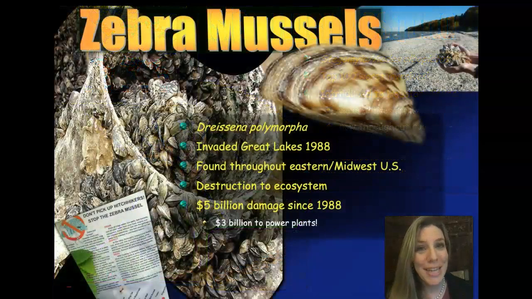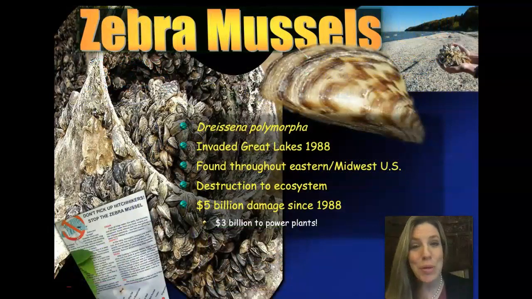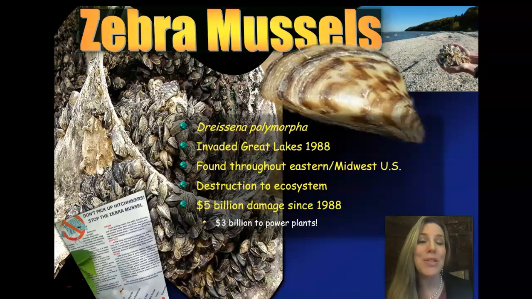So our next example of an invasive species probably needs no introduction. Most people have heard of the zebra mussels. They're used as a classic example of an invasive species in the United States. So zebra mussels are native to the Black Sea and the Caspian Sea in Ukraine and Russia. And these guys are so easily transported.